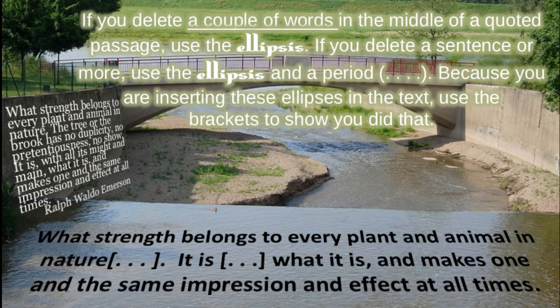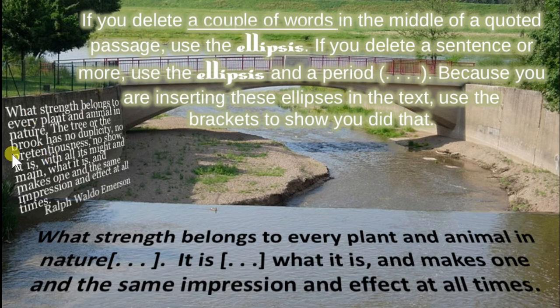So here's examples. If you delete a couple of words from the middle of a quoted passage, use the ellipsis. If you delete a sentence or more, use the ellipsis and a period. So instead of having dot, space, dot, space, dot, we're going to have dot, space, dot, space, dot, space, dot, unless those spaces mess up our wrapping, okay? Because you're inserting the ellipses and then you're also showing there's a period there that you left out.